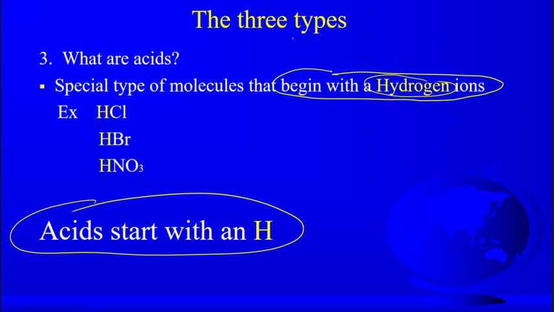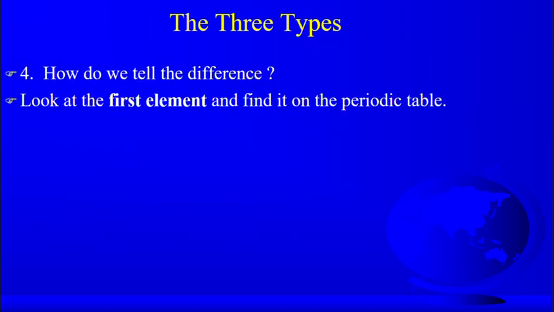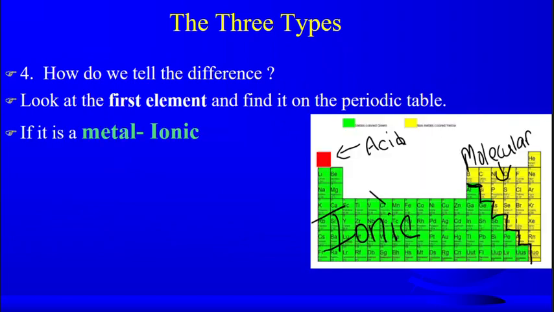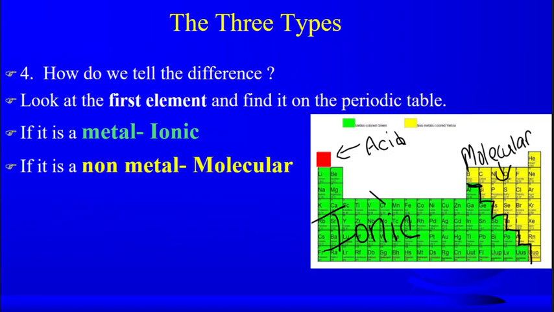Okay, metal, ionic; nonmetal, molecular; hydrogen, which is a hybrid. Hydrogen is a nonmetal that identifies as a metal. That's going to give you an acid. So, how can we tell the difference between them? Look at the first element. If it's metal, ionic. If it's nonmetal, molecular. If it begins with H, acid.